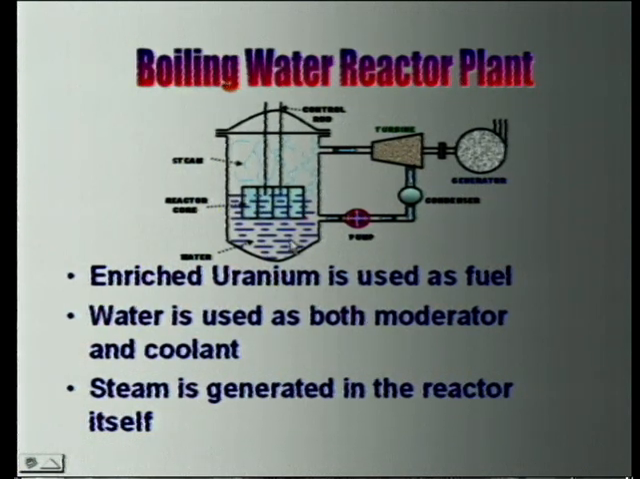That is, as we have seen, the water flows through the reactor core, takes away the heat that is generated and gets converted into steam. Steam passes through the turbine to generator in order to generate the electrical energy. Now, let us talk about the next type of reactor that we have. That is, the next type of reactor that we are going to talk about is a pressurized water reactor plant.